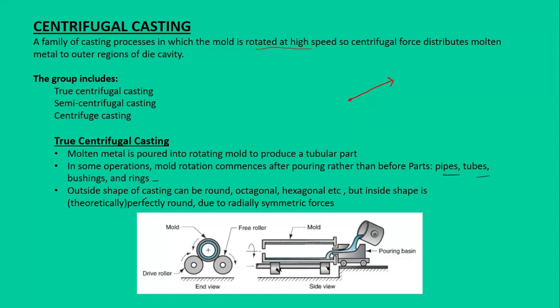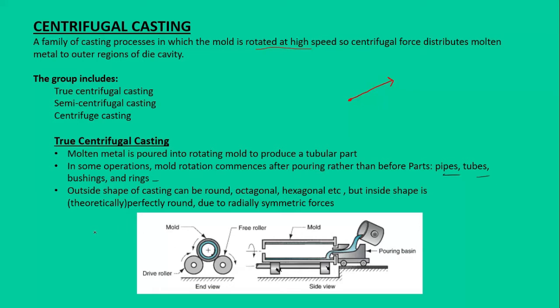So for the outside shape of this casting, we can have the round shape, we can have the octagonal shape, we can have the hexagonal shape, but the inside shape will be perfectly round because of the symmetric forces acting along, because we have the radial forces that are acting on the inside of the material. Outside shape can be anything.